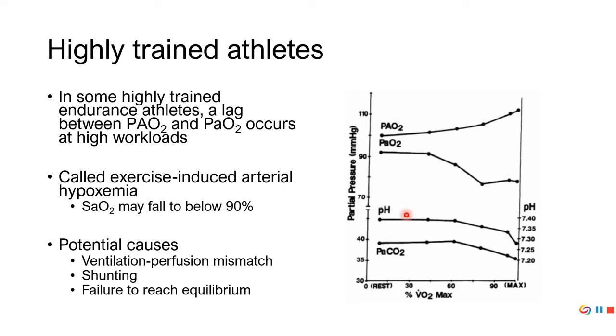It's not completely understood why this happens, but some potential causes are things that we've already talked about. So we've got VQ mismatch, we've got shunting, both intra and extra pulmonary shunting, as well as diffusion limitation. So any of these things would cause or prevent our alveolar oxygen from equilibrating to meet our arterial oxygen.